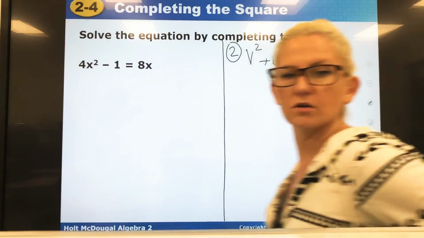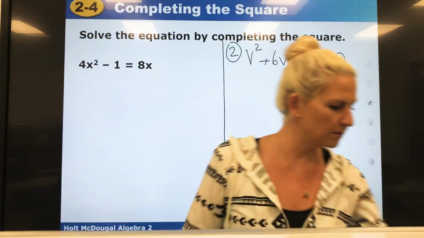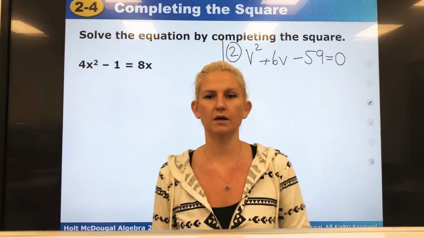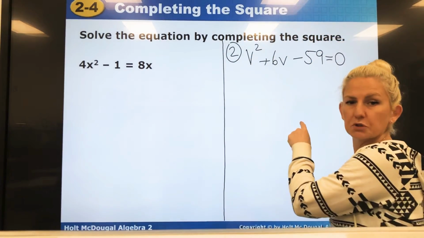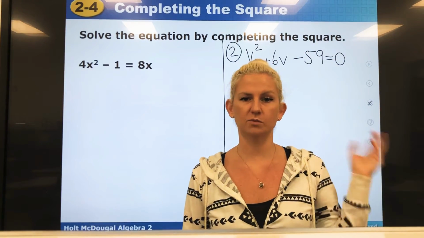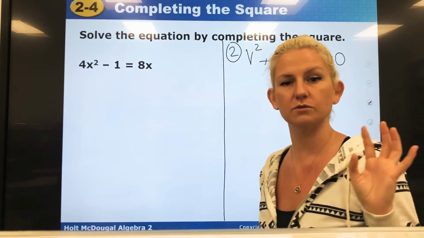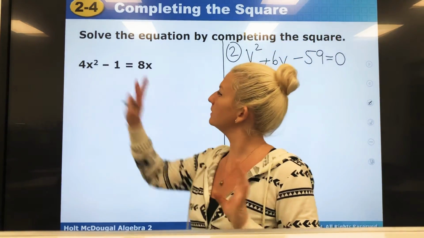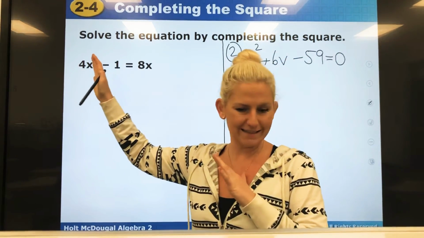Hi guys, so I'm going to do two problems about completing the square. This is problem number 2 from the homework. If there are any of them in particular that you wanted me to do besides this one, let me know and I will do that for you. And then this is a different problem that we're going to talk about in a second.